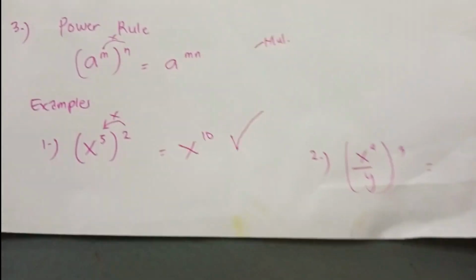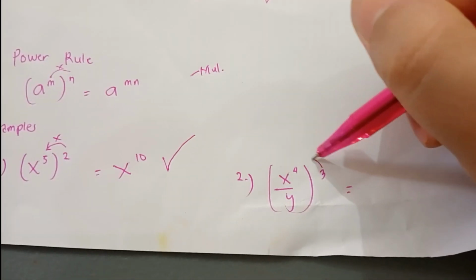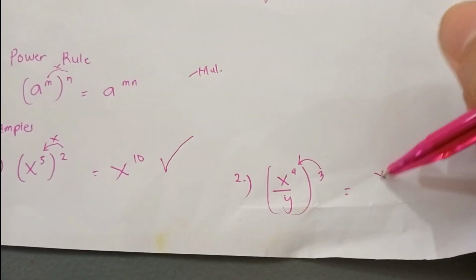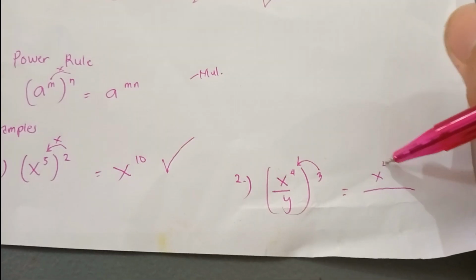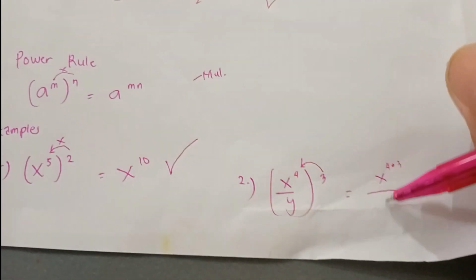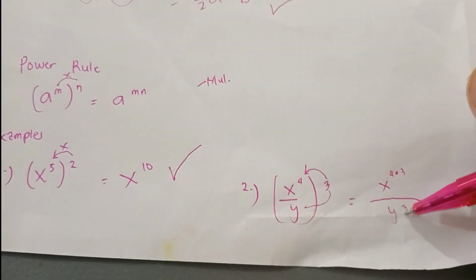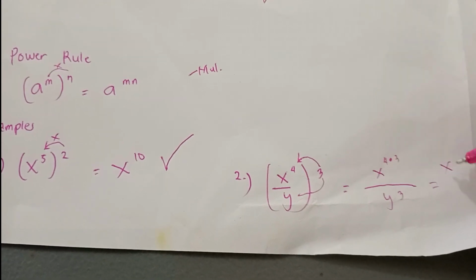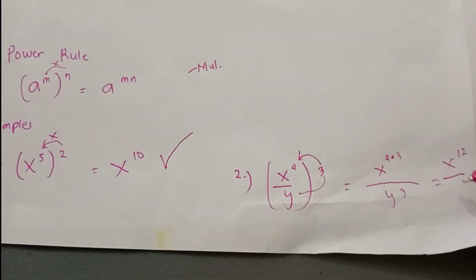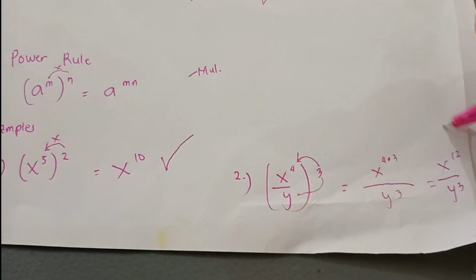Number 2, we have here x raised to 4 over y, then merong exponent sa labas. So all you need to do is copy x, then write 4 times 3. Again, kapag y lang na makita mo, meron niyang imaginary 1 na exponent. So 1 times 3, we have y cubed. Simplify the numerator. We have 4 times 3, we have 12. So that's why x raised to 12. Then copy lang ang denominator, y cubed.